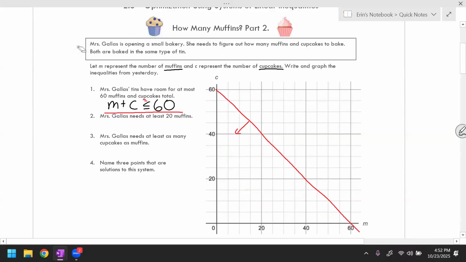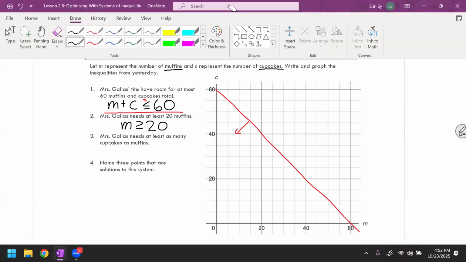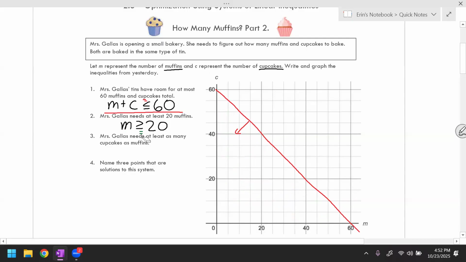Okay, let's try our next inequality. Mrs. Gallus needs at least 20 muffins. How can I write that? Well, that just simply means that m is going to be greater than or equal to 20. How do I graph m greater than or equal to 20? If I change this to an equal sign, then m just equals 20, which on our plane is a vertical line here at the 20 line. And so all of the points to the right of this would be shaded green. I'm not going to do it now because it would make the visual a little messy, but that would be that zone.